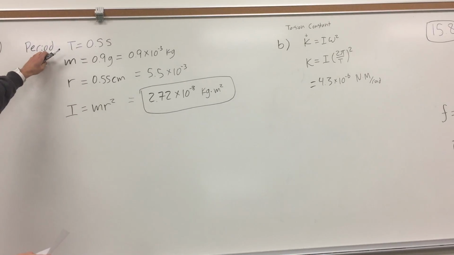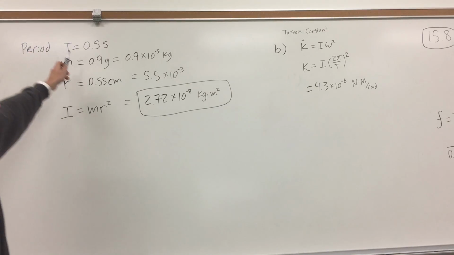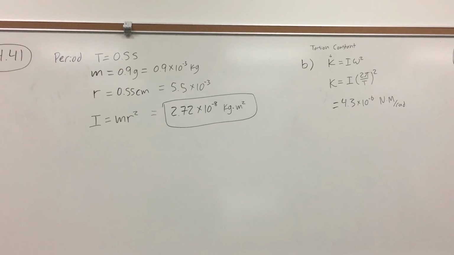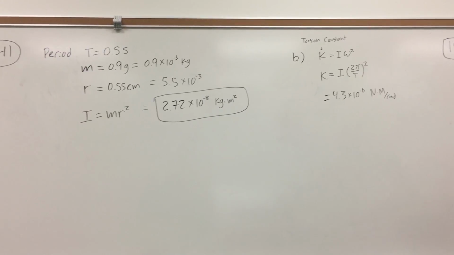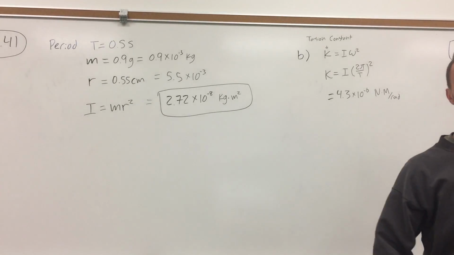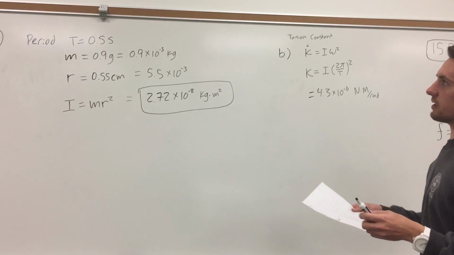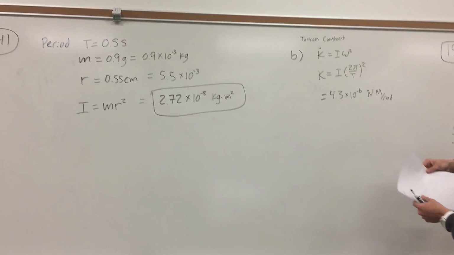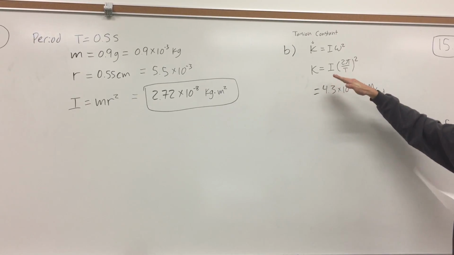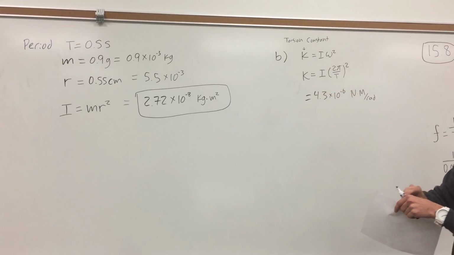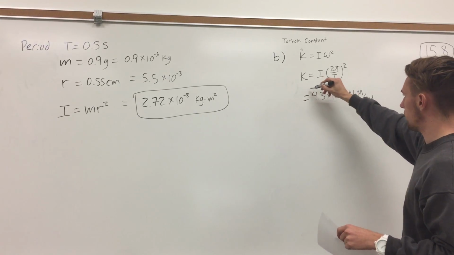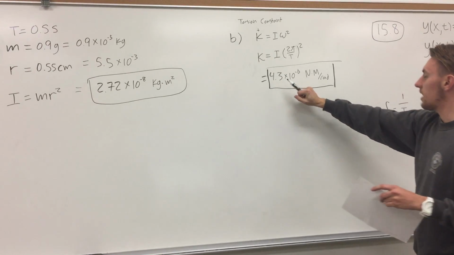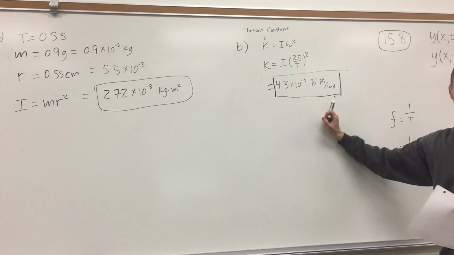And in order to find our period, it's stated in the problem that the alarm clock ticks 4 times each second, with each tick representing half a period. So 1/4 of a second per tick times 2 gives us a period of 0.5 seconds. So using this information, we now have all of our variables accounted for, and we can find our torsion constant by just plugging those in, and we find that it is equivalent to 4.3 times 10 to the negative 6 Newton meters over radians.